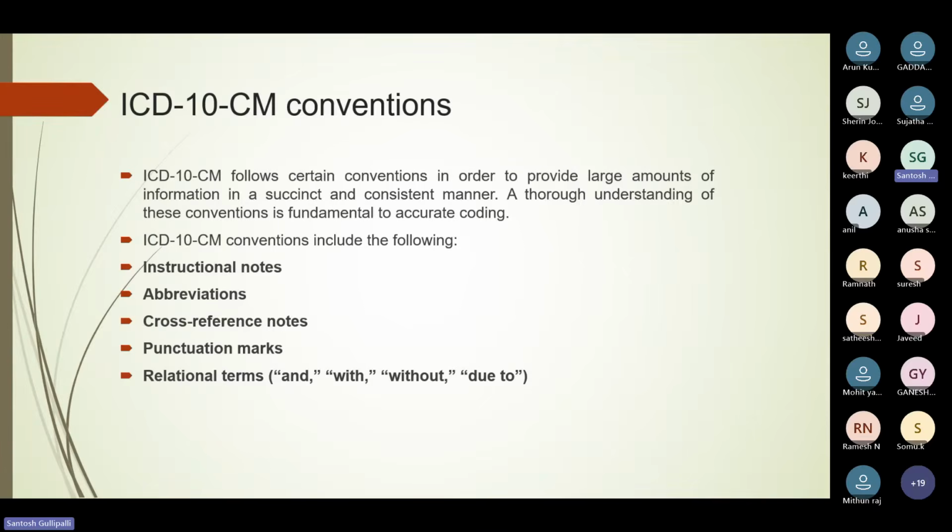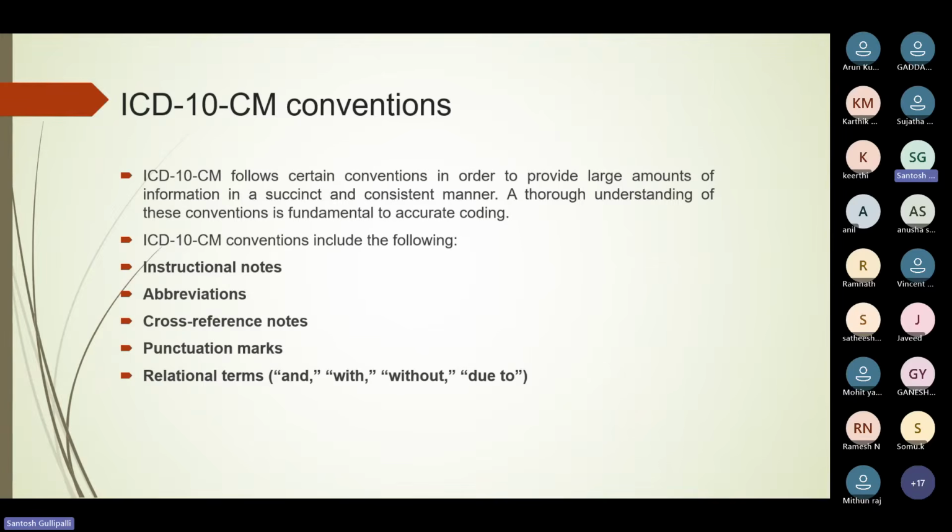So the first one is the ICD-10-CM conventions. The ICD-10-CM follows certain conventions in order to provide a large amount of information in a sustained and consistent manner. A thorough understanding of these conventions is fundamental to accurate coding. These conventions are mainly useful for accurate coding, when you assign the exact code and the sequencing. At that time you must follow these conventions.